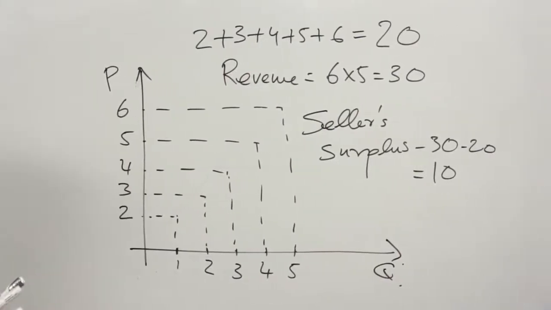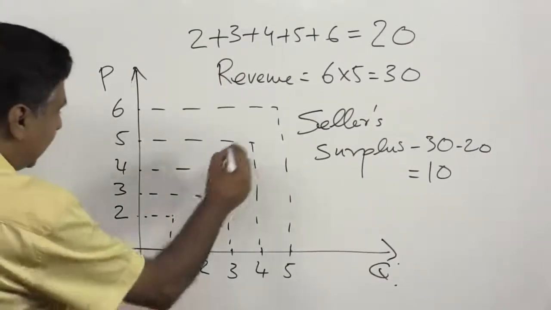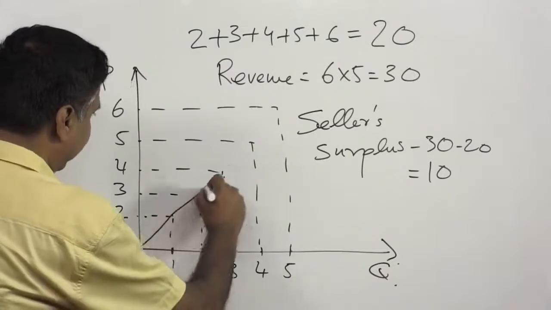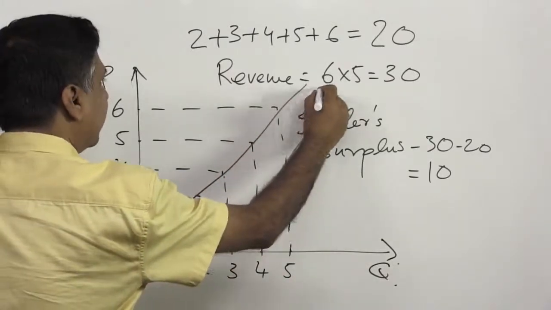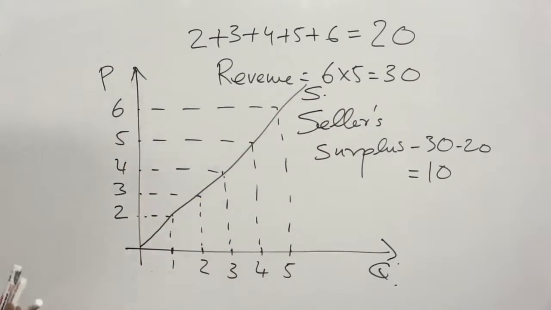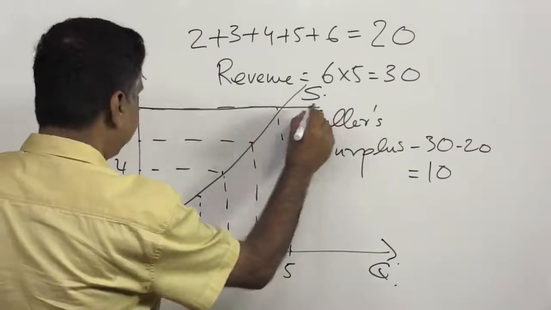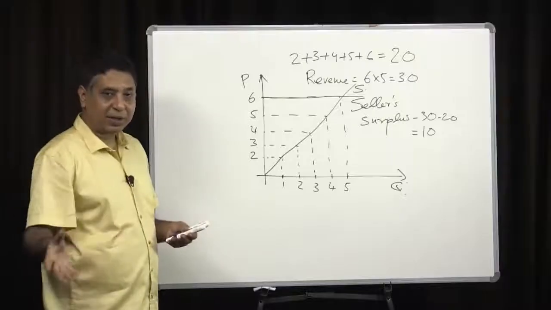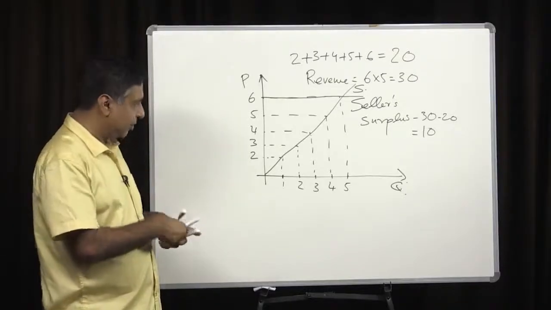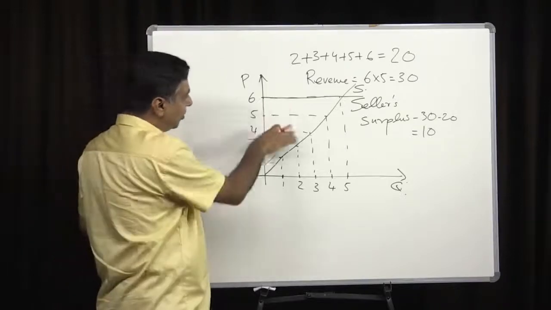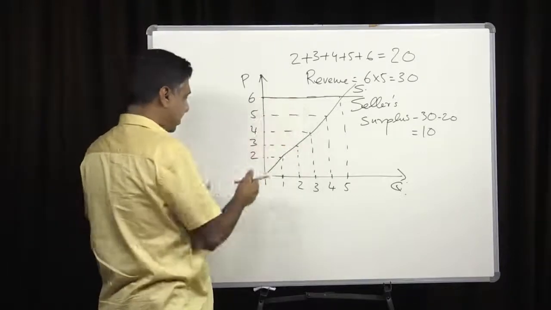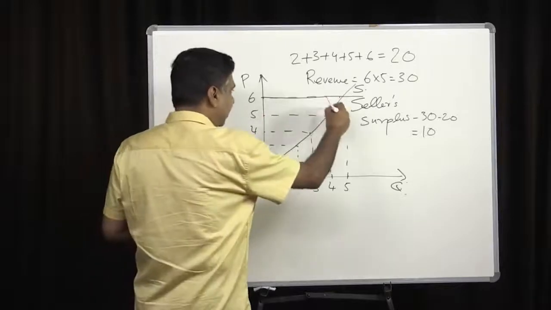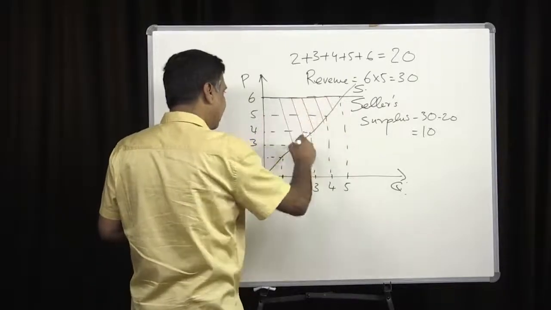Now what I can do is join up all these points, and this would be your supply curve. And then I can also mark the price, which is at 6 rupees. So then what would be the seller surplus? Just like with consumer surplus, it will be the area below the price but above the supply curve. So the part which is shaded in.